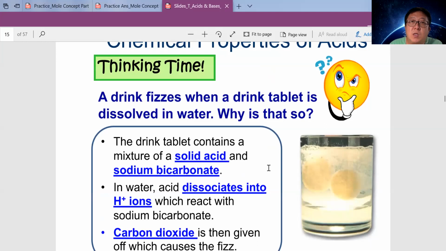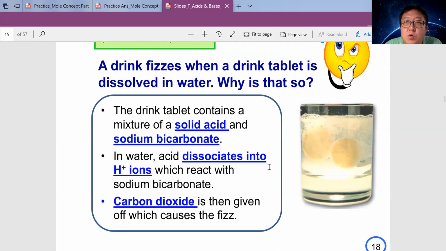Okay, next part: chemical property. So this is your drink tablet. You throw it inside the water and you see this fizzy drink. Again, like what I emphasized to you, it is a solid acid and sodium carbonate present together. When you add it to the water, it dissociates. So the acid is not in the water. The acid is inside the tablet.